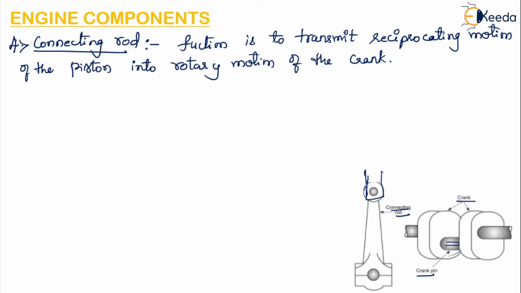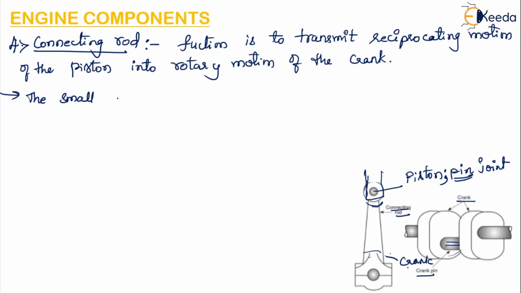So the small end, you can see this is the small end, is connected to the piston with the help of a piston pin, a pin joint. And the large end, because the diameter is small here, this is the small end, and the larger end is connected to the crank through the crank pin. So you can see this is the crank pin. The large end of the connecting rod is connected to the crank with the help of this crank pin.